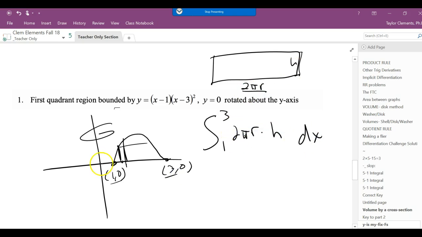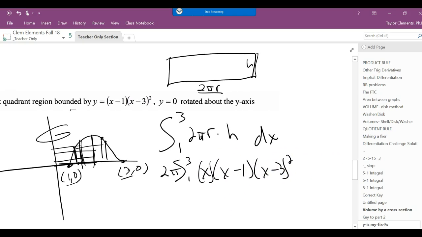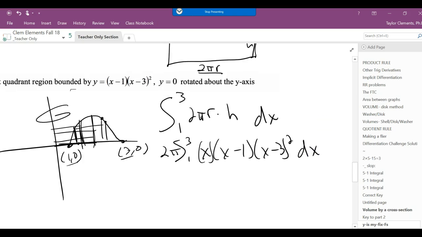Okay, well, the r in this one would each time just be the x value. That's like the distance right here from each slice to the axis. So 1 to 3. I put 2 pi up front. r is just the x value conveniently. And the height is just going to be the height of each of these slices, which is the y value, which is going to be just that. And dx. Yep, so we got r, and that's the h value, and there it is.